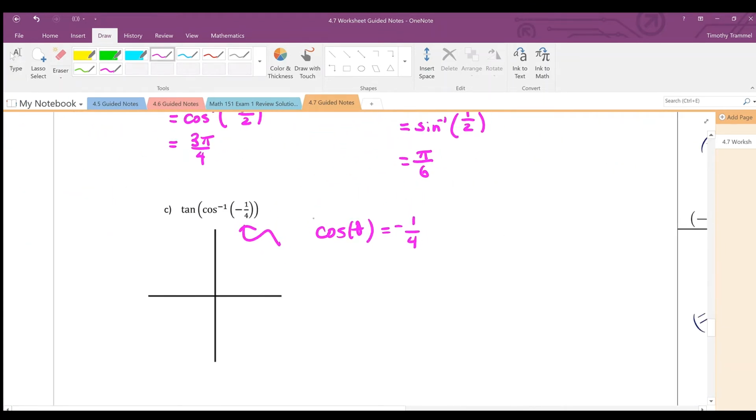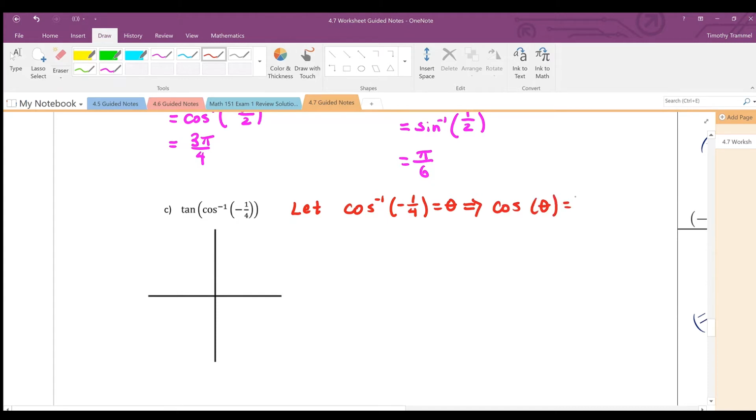So let's see how we're going to fix this. And I've actually kind of written how we're going to fix this. Let cosine inverse of minus 1/4 equal theta. And so we haven't really done anything here. We're just saying call this thing theta. Cosine inverse gives you angles. Well, what that means is that cosine of theta is minus 1/4. And it also means, right, cosine is adjacent over hypotenuse.